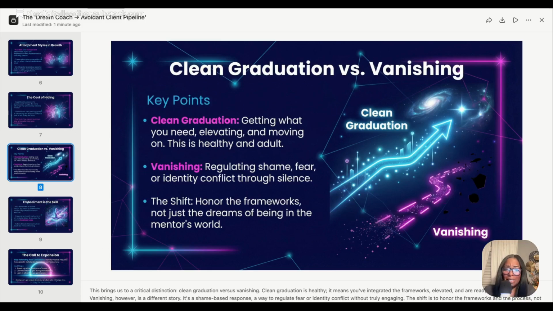The shift is this: honor the framework, and not just the dream of being in the space. And I'm with the girls, and we're doing the things. We're here to do business. This is a business. I'm the CEO of the company. Are you kidding me? I'm being mentored.